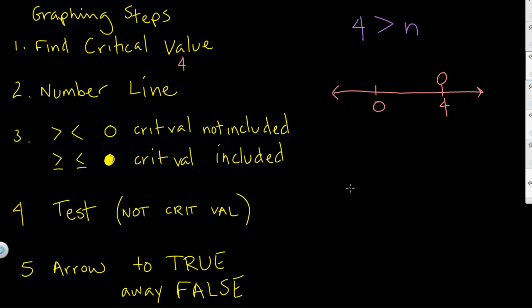Now I'm going to test a value. In this case, I'm going to test 0. 4 is greater than 0. That's true. Now 0 was the number I tested, so I've got the T here at the 0, and my arrow goes towards the true. And again, what this indicates is all of these numbers underneath the arrow indicate solutions to this inequality.